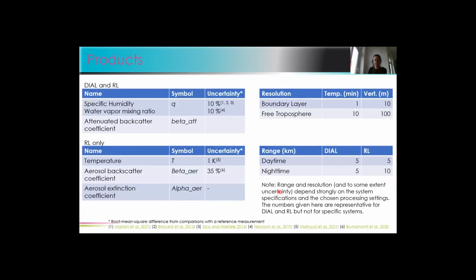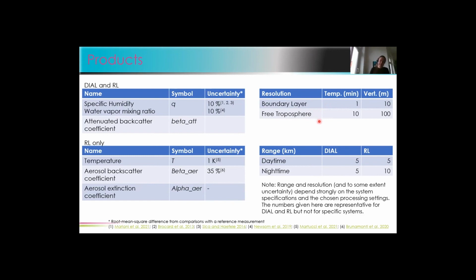So to summarize the products from DIAL and Raman lidar: Raman lidar and DIAL are able to measure specific humidity or water vapor mixing ratio with an uncertainty of about 10% or even less than 10%, and the attenuated backscatter, while Raman lidar is also able to measure temperature profiles and provides additional characteristics of aerosol, like aerosol backscatter coefficient and extinction coefficient. The resolution in time and height in the boundary layer is really good. It's about a minimum of 1 minute, and in vertical resolution about 10 meters.